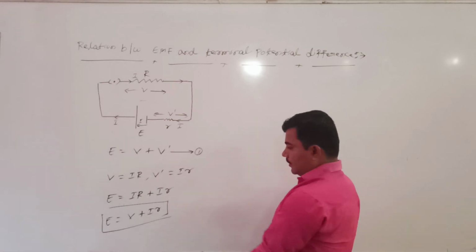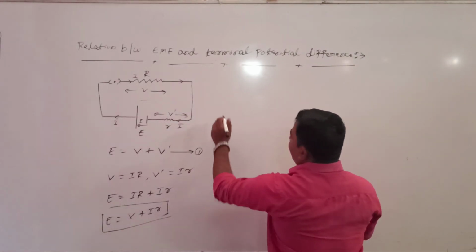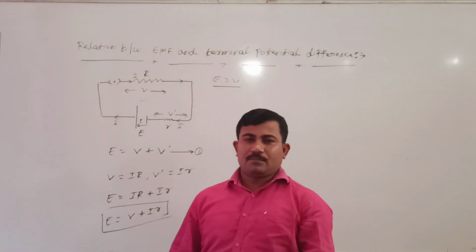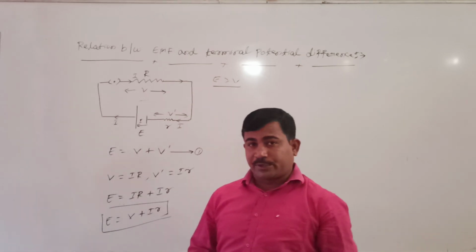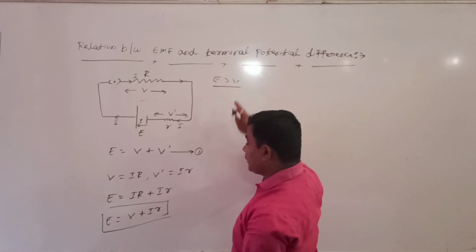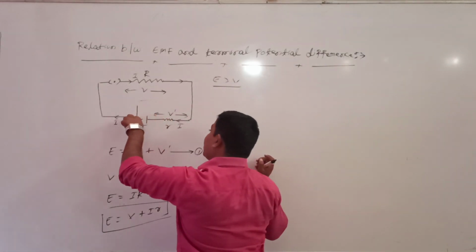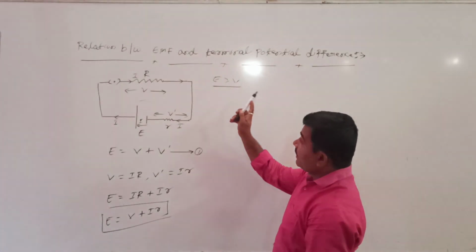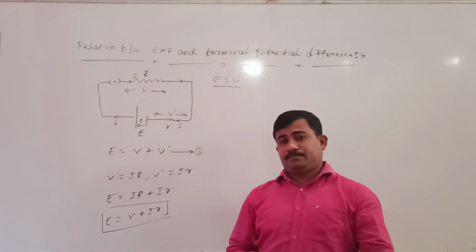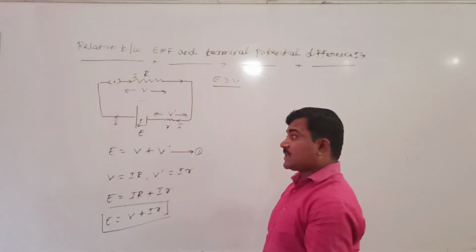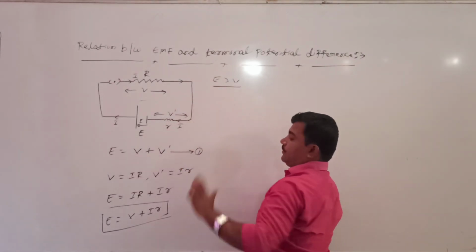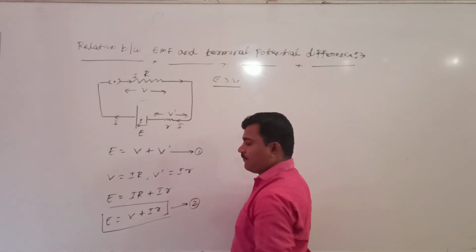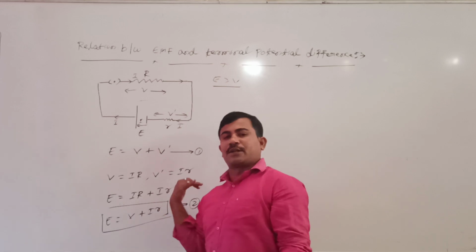We can say from this equation, EMF is greater than terminal potential difference when current is drawn from the cell. Current drawing means the cell is discharged. When the cell is discharged, EMF is greater than terminal potential difference. And this equation indicates a relation between EMF, terminal potential difference, and internal resistance of the cell.